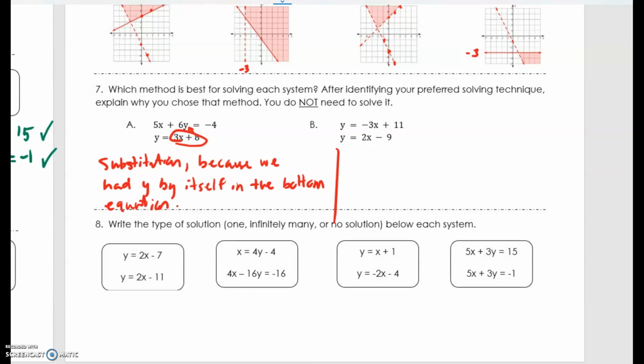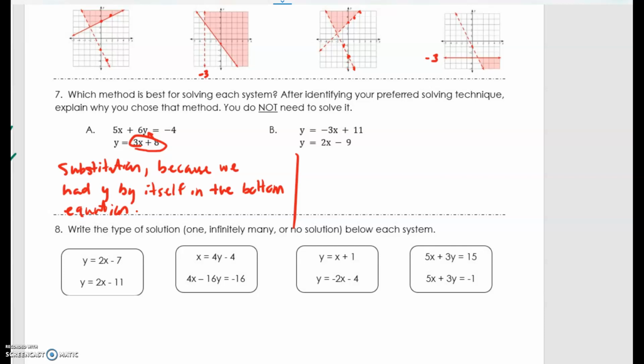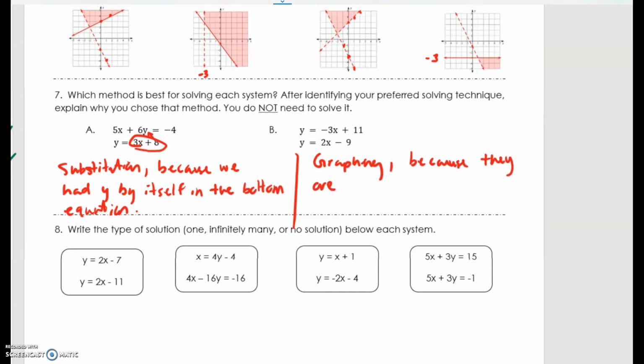All right. Letter B. Which method would you choose? I'm going to go with graphing here, just because they're both in slope-intercept form. However, substitution would be a good one still, because we've got a variable by itself. You could still say the same thing from part A. Elimination would be okay, but you would need to say that you would have to move the x terms to the left first, and then you would have to multiply one of the equations by a negative, but it's still not a bad choice. My method's going to be graphing, though. So graphing, and my reason is because they are in slope-intercept form.